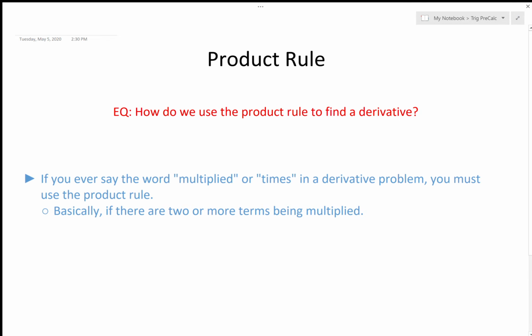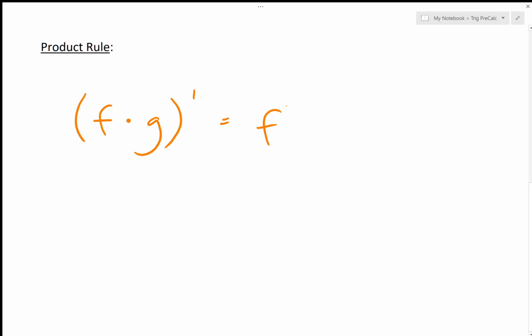So if you ever say the word multiplied or times in these derivative problems, you must use this product rule. Basically, if there's two or more terms being multiplied together, and we'll see what that means in a second. Now, the actual product rule itself is as follows. If they give us a two-piece something or other, like f times g, and we're trying to find the derivative of this, remember that little tick mark means derivative? That means take the derivative of the first part and multiply it to the original g, and then add that to the original f times the derivative of g.